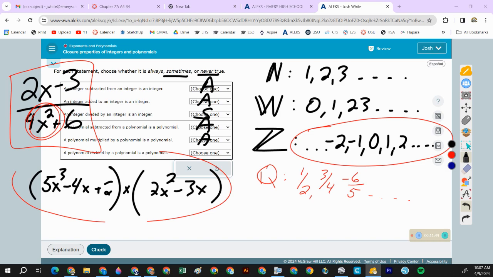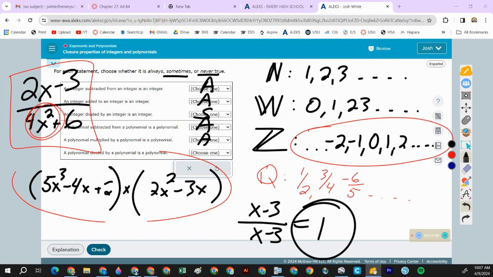Is it possible for a polynomial divided by a polynomial to be a polynomial? Well, if I had x minus 3 over x minus 3, that just simplifies down to 1. Does that satisfy the definition of a polynomial? Yeah, it does. None of the exponents on a variable are negative, fractions, or decimals. Okay, so that one is sometimes, and that is 11.1.